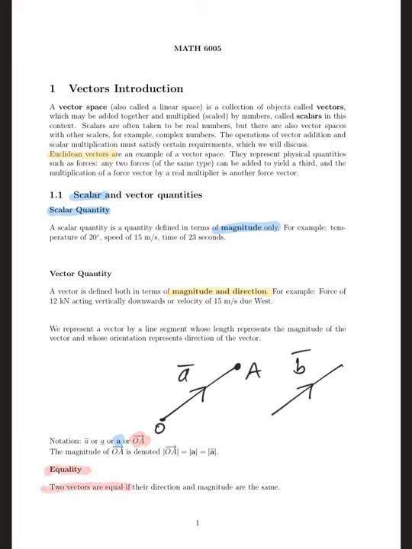Two vectors are equal if their direction and magnitude are the same. So it doesn't matter what the starting or ending points of the vector are. If I have two vectors A and B and they have the same magnitude and the same direction, then I say that the vector A is equal to the vector B. They're equal because they have the same magnitude and the same direction.